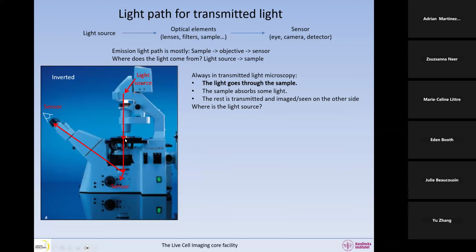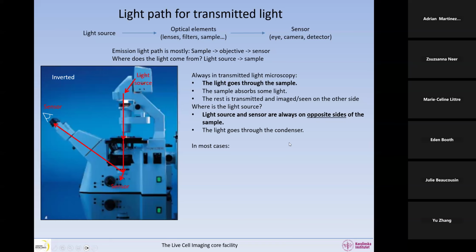on the stage, and then we have the emission light path. So this is the excitation light path. This is the emission light path. The light goes through the sample. So the light source and the sensors are always on opposite sides compared to the sample for transmitted light microscopy. And the light goes through the condenser. Okay, so this is what is always true for all microscopes for transmitted light microscopy.